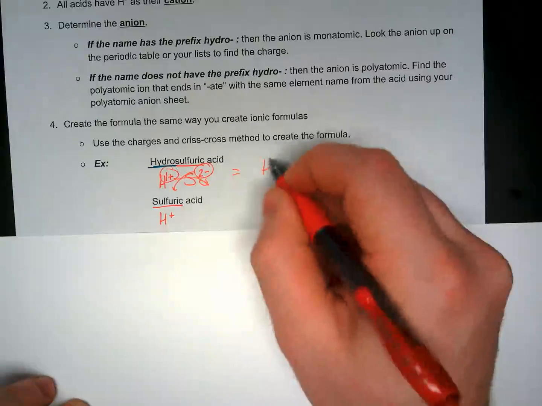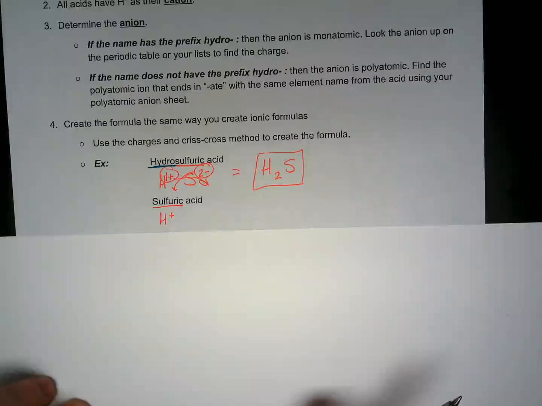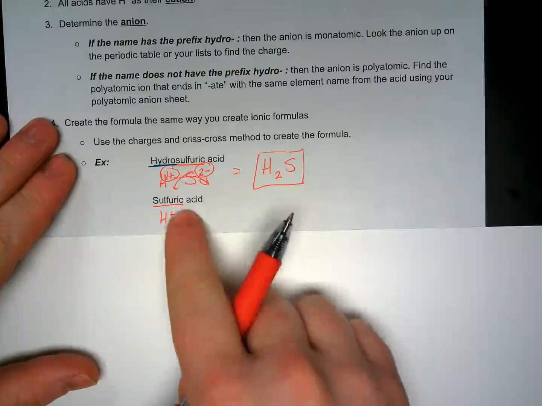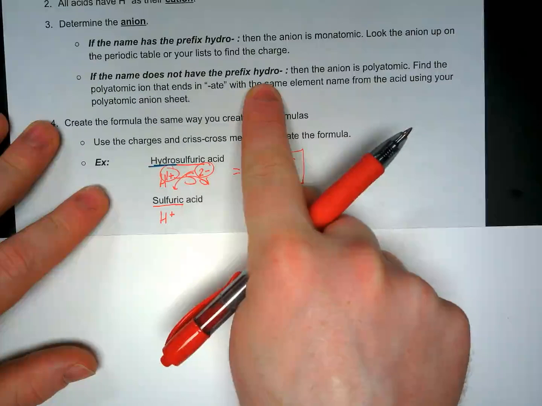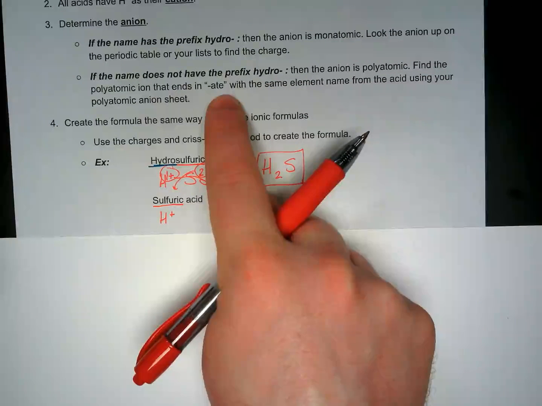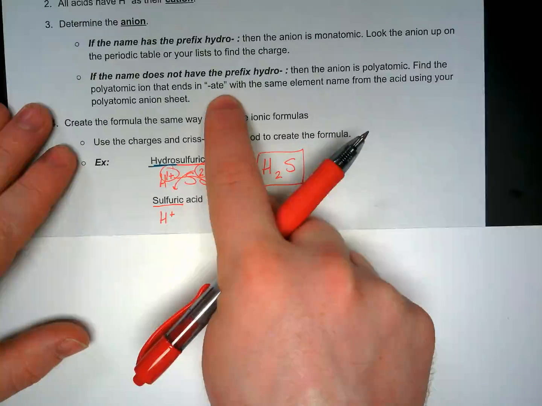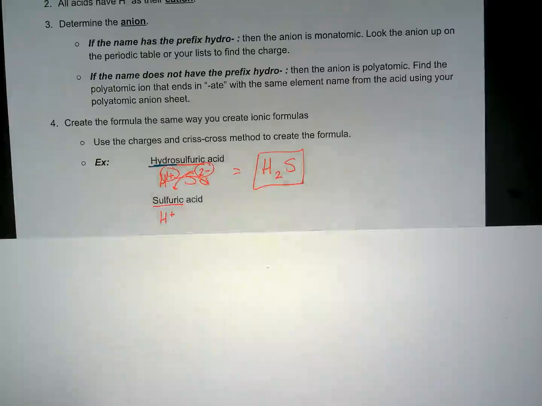And what we're left with is H2S. Okay. Easy peasy. Now, sulfuric acid. So this guy does not have the prefix hydro. And remember, we only use the polyatomics that have the ending ATE. So I'm going to look on my list. Okay. Let me grab my handy dandy list here.